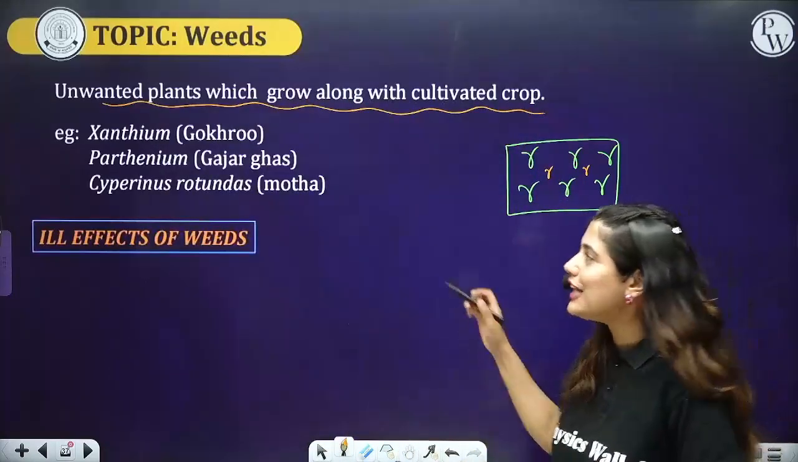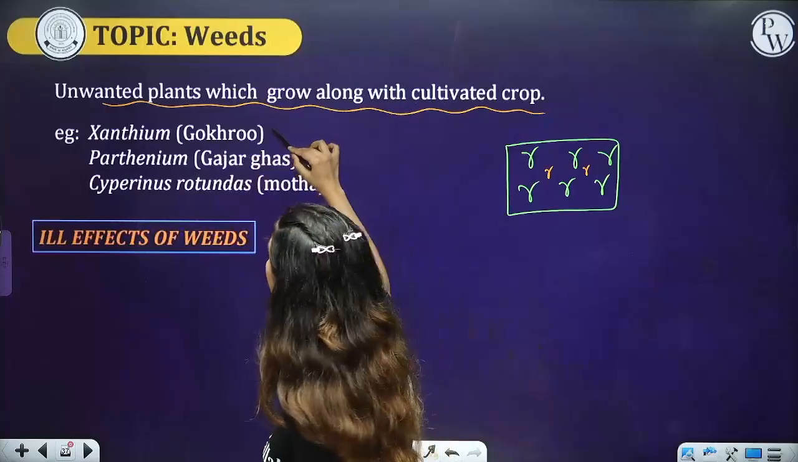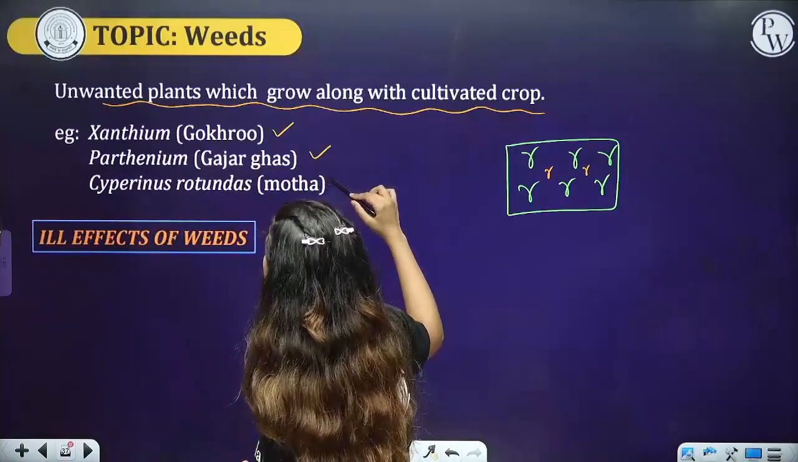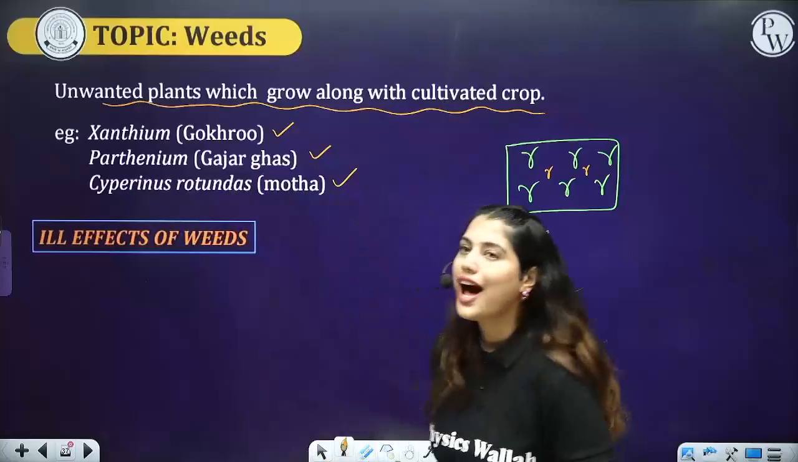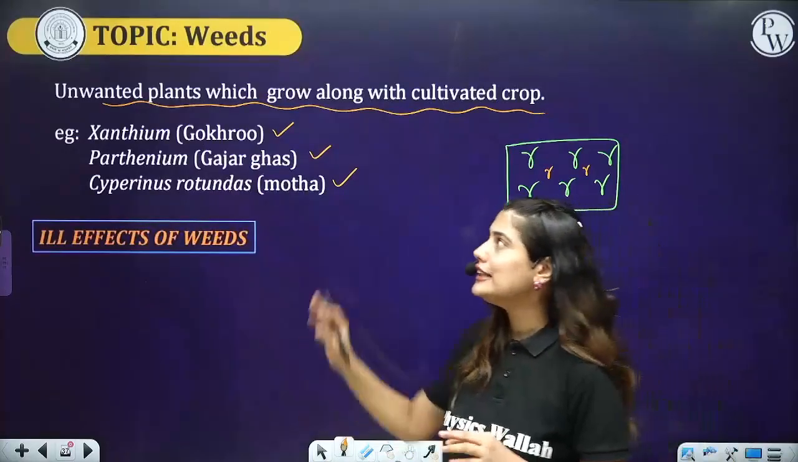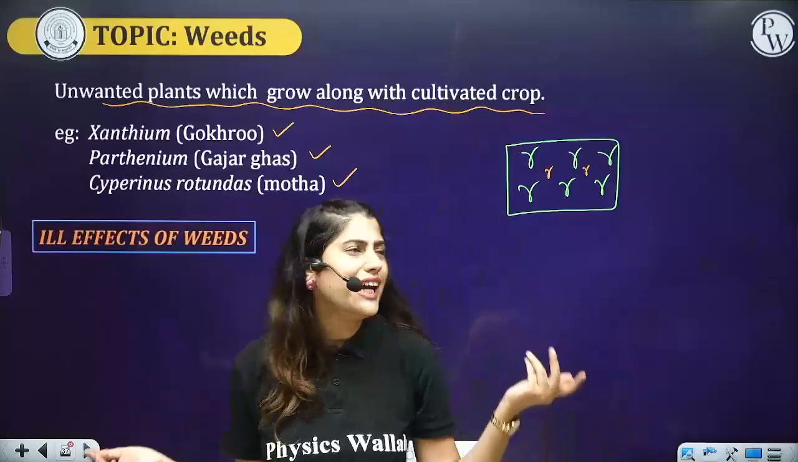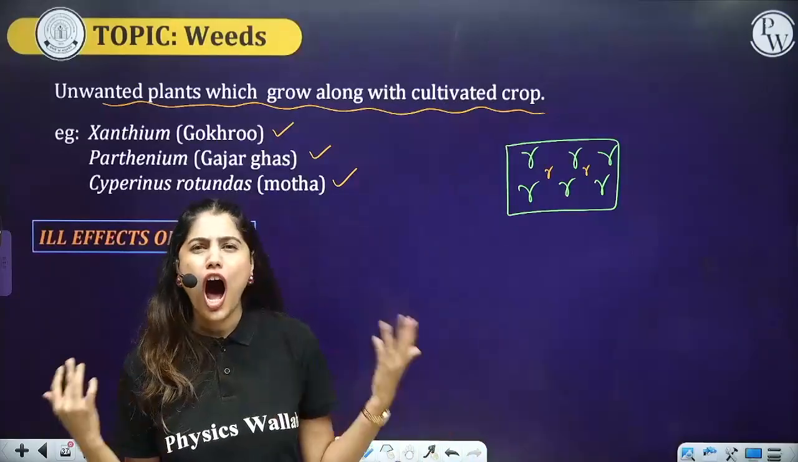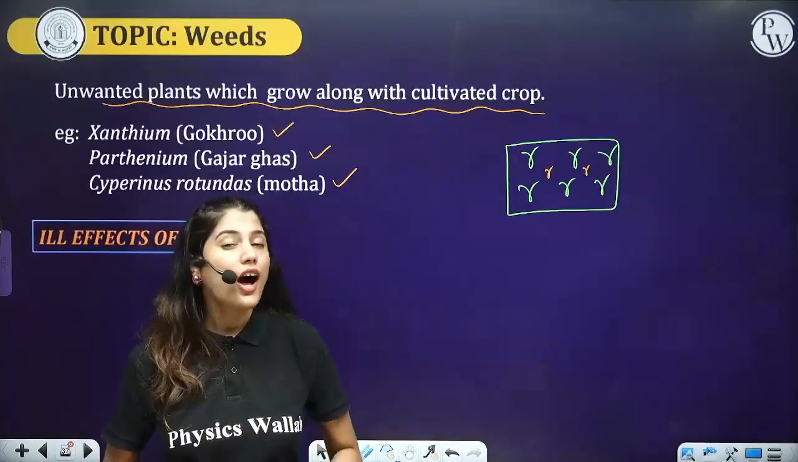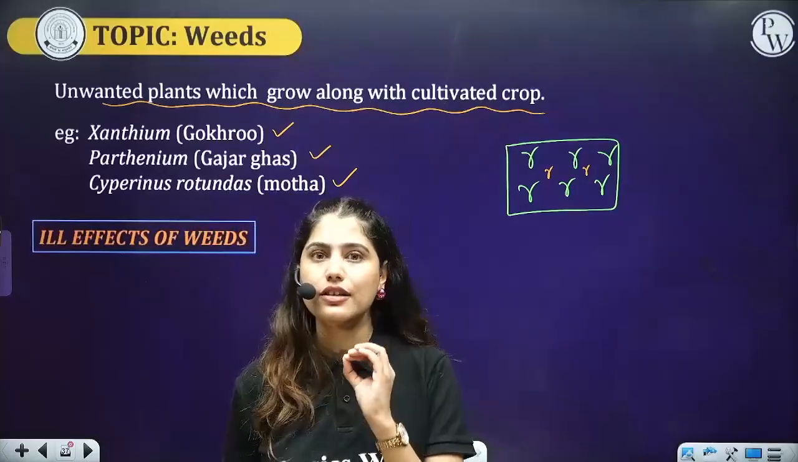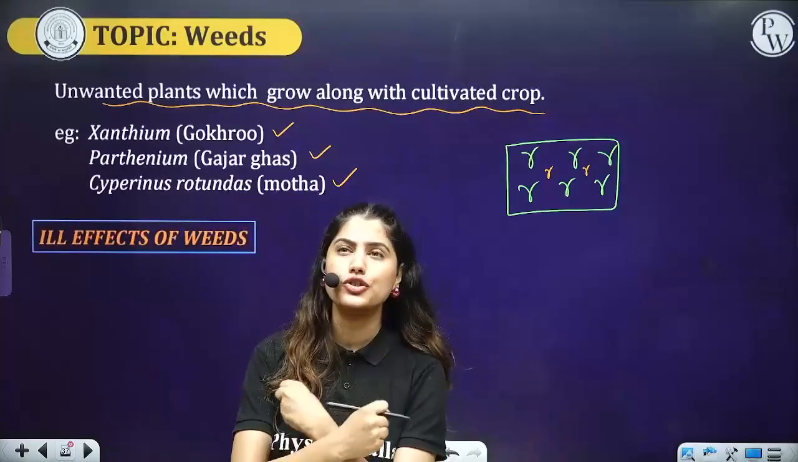So these unwanted, uncultivated plants are called weeds. Unwanted plants which grow along with the cultivated crop are called weeds. We have different types of weeds, for example, xanthium for Goku, parthenium for gajar ghas, Cyperus rotundus for the motha. So these are the different types of weeds. Now you will be like, ma'am, okay, let the weeds be there. How can they be damaging? Because they are like your competitors. They are the competitors of the plant.